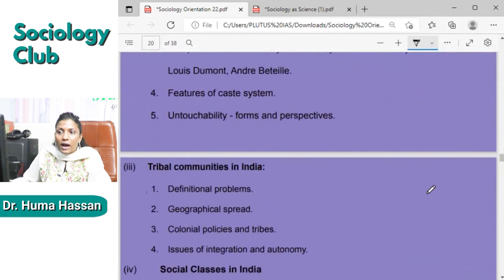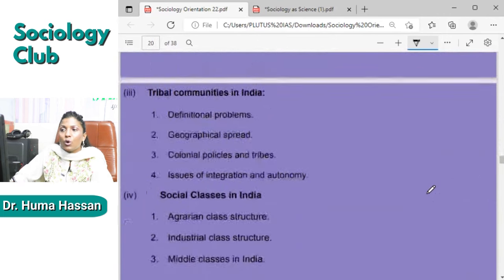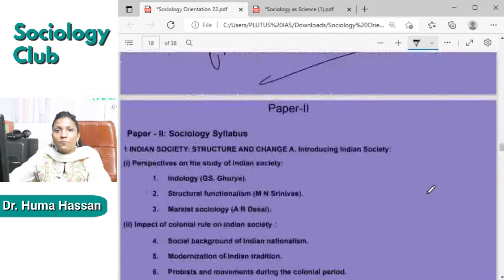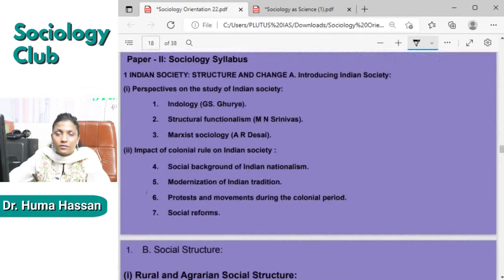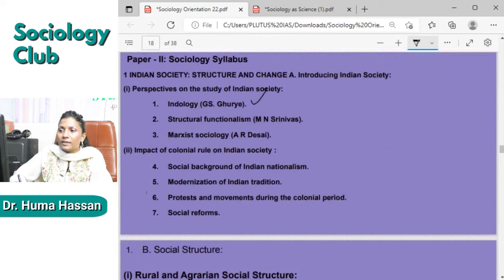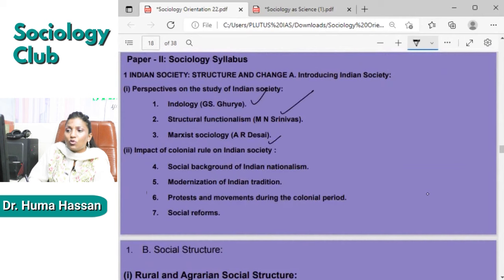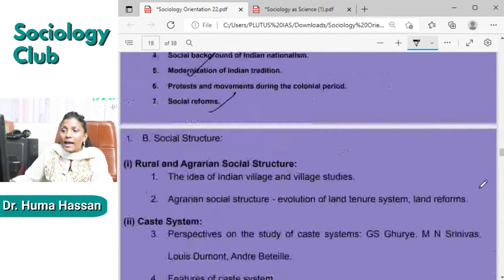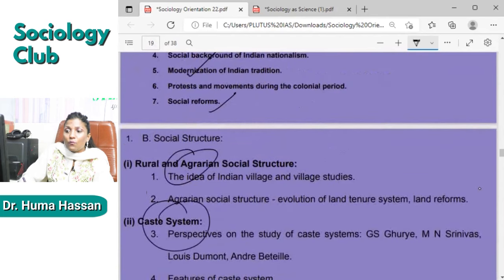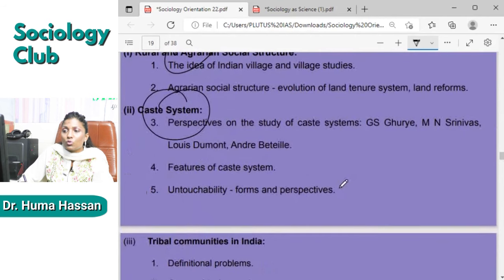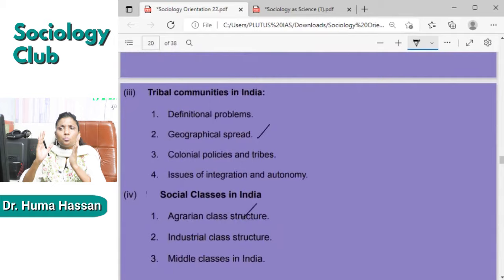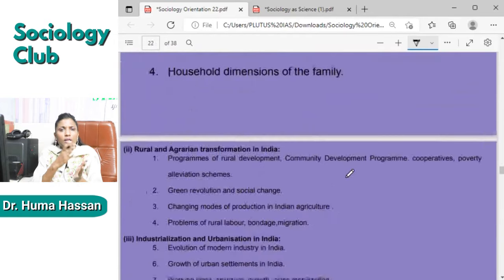Because if I see Indology, it's the Indian perspective by G.S. Ghurye. He's considered the founding father of sociology. M.N. Srinivas, A.R. Desai, they have already talked about nationalism. They have talked about modernization, social reforms, rural structure, the caste system. So I have to understand these thinkers along with tribal communities, social classes in India, family, marriage, all these things they have spoken about.